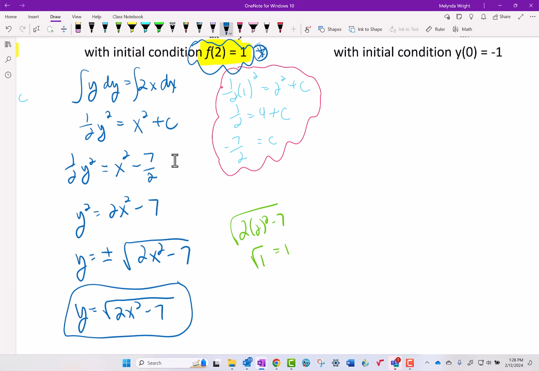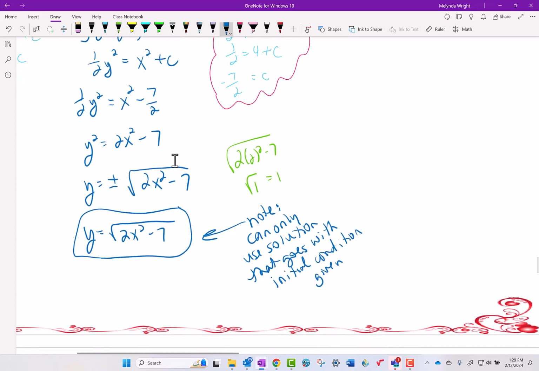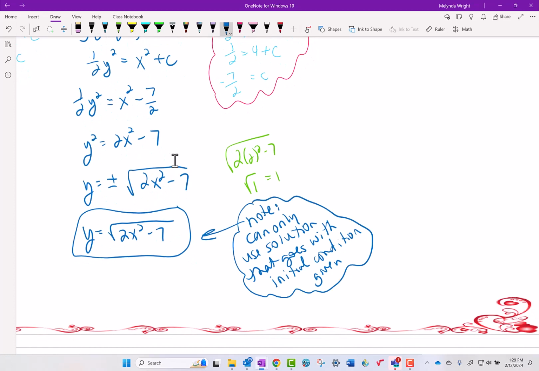Okay. And actually, we'll put a note here just so that we're aware. So note, just in case we forget: can only use solution that goes with initial condition given. Initial condition given. Period. Okay, so that's kind of a big deal. You can only use the solution that matches the initial condition that we're given. Okay?